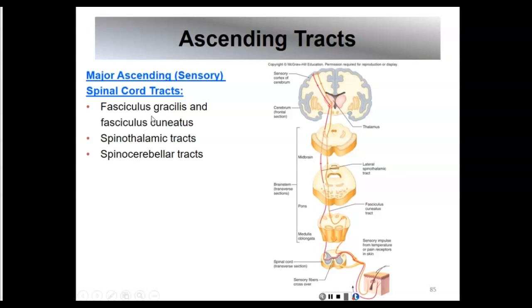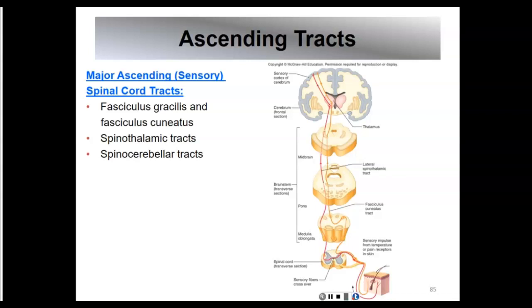Fasciculus gracilis and fasciculus cuneatus are a little trickier. You're just going to have to memorize those, I suppose. But let me tell you a little bit about what they do. Fasciculus gracilis and fasciculus cuneatus are going to be sensory impulses from skin, muscles, tendons, and joints. This is for touch, pressure, and body movement.